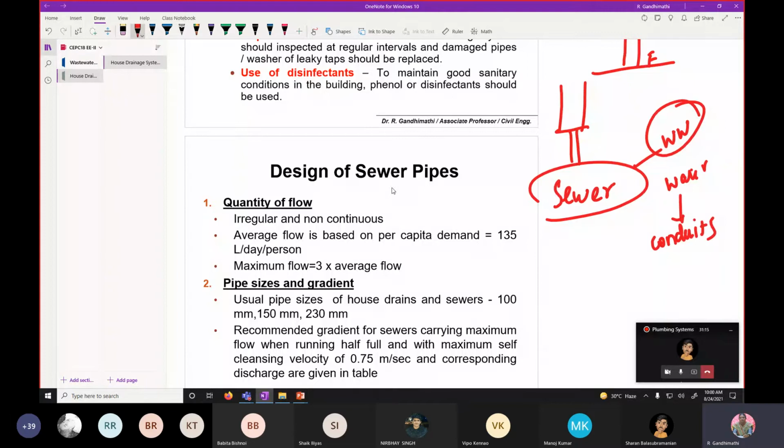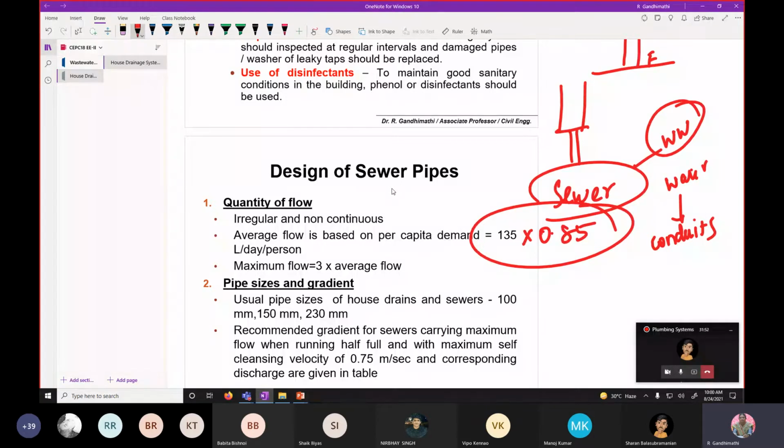The pipe material that carries the wastewater is called the sewer, and the other one is the conduits. For calculating the quantity of the flow, it is mainly based on the per capita demand. The per capita demand is 135 liters per day per person. We are assuming that almost 85% of the per capita demand is turned into wastewater. That means 135 into 0.85 is turned into wastewater.